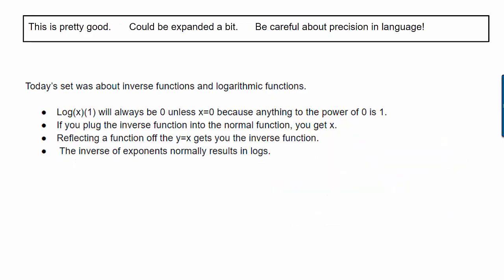So this one is also pretty good. I think it could also be expanded, and I wanted to highlight precision in language here. One thing I really liked about this is the "because" there. This actual notation is a little bit weird and probably wrong, but they're saying log base x of 1 is always going to be 0, and that the base is not allowed to be 0. And then they have the "because anything to the power of 0 is 1." So that's not just the fact, but also the meaning behind the fact.